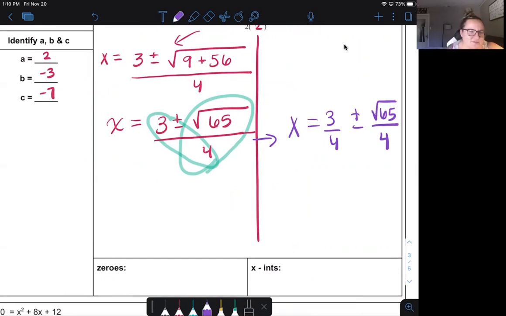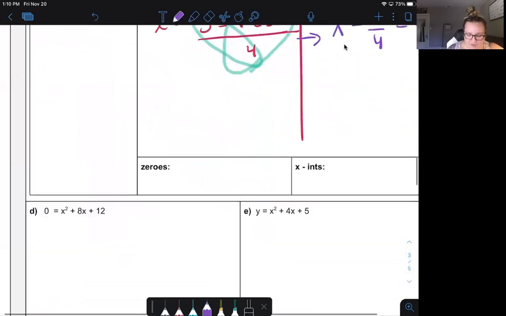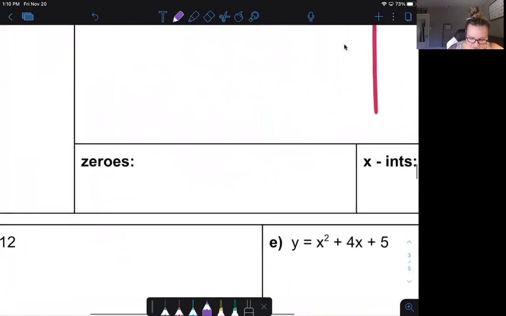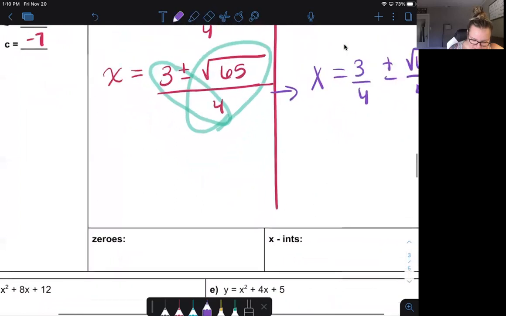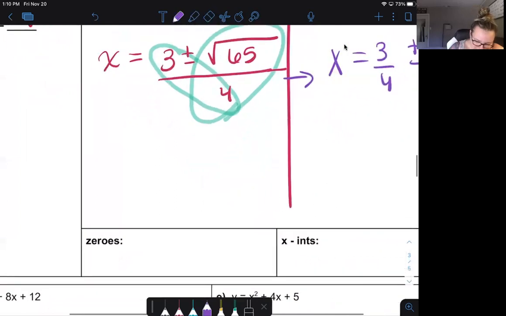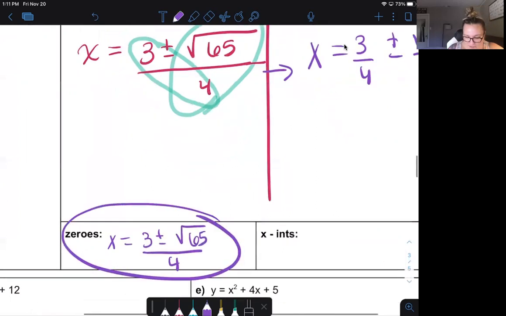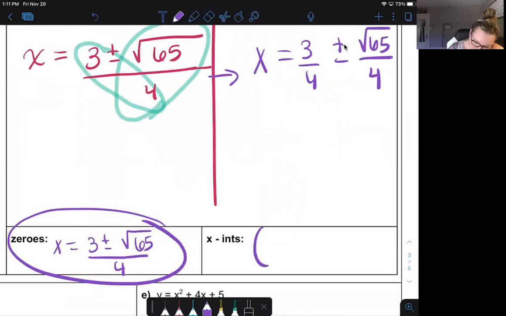But there's no need to write it like that because there's nothing to simplify. So now write your answer as zeros and x-intercepts. So my zeros would be, let me zoom out, my zeros would be x equals 3 plus or minus root 65 all over 4. My x-intercepts would be 3 plus or minus root 65 over 4.